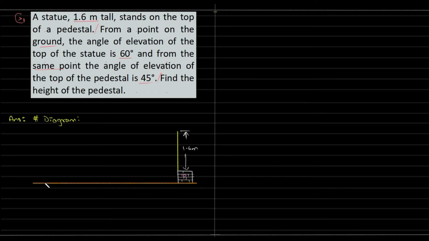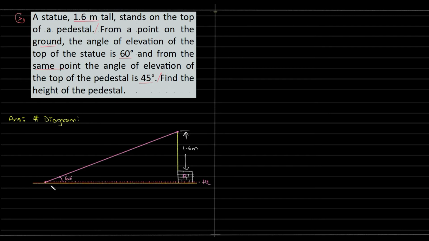From a point on the ground. So we were watching from the ground. Our horizontal line is this. The angle of elevation of the top of the statue. So the top of the statue is this. The angle of elevation is this. So this is your 60 degree.